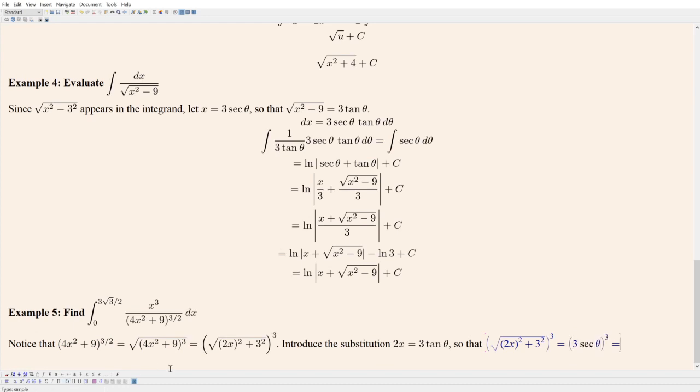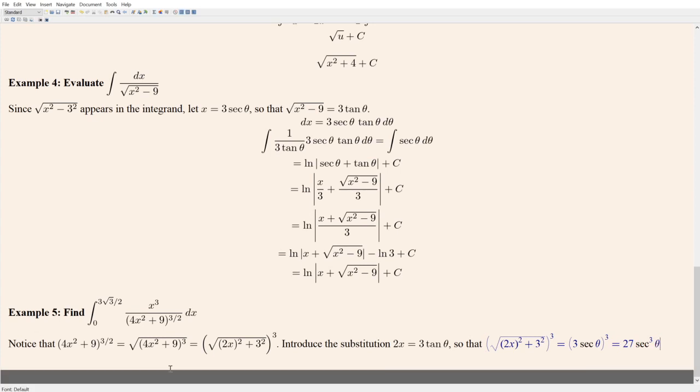To the power 3. And what is 3 cubed? That was 27. Okay, all right, so that's all the setup. So that's what the denominator is going to end up becoming.